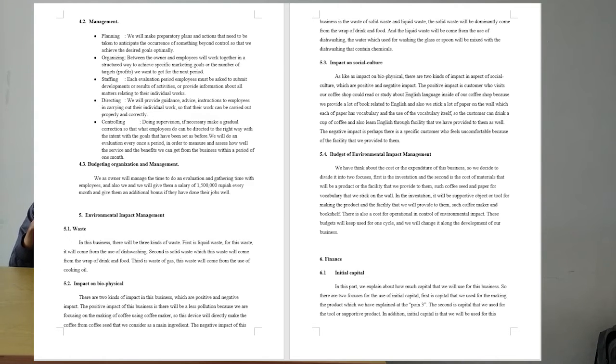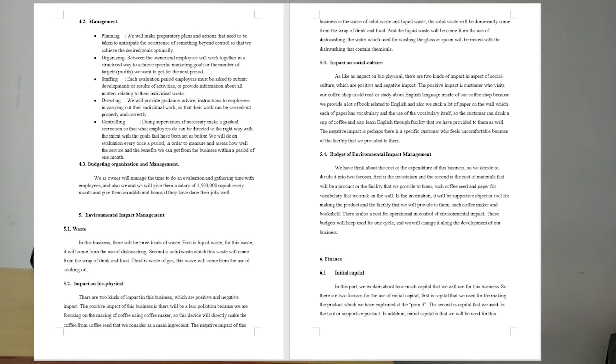Then the last is controlling, doing supervision and, if necessary, making a gradual correction so that what employees do can be directed in the right way, in line with the goals that have been set before. We will do an evaluation once a period in order to measure and assess how well the service is and the benefits we can get from the business within a period of a month.